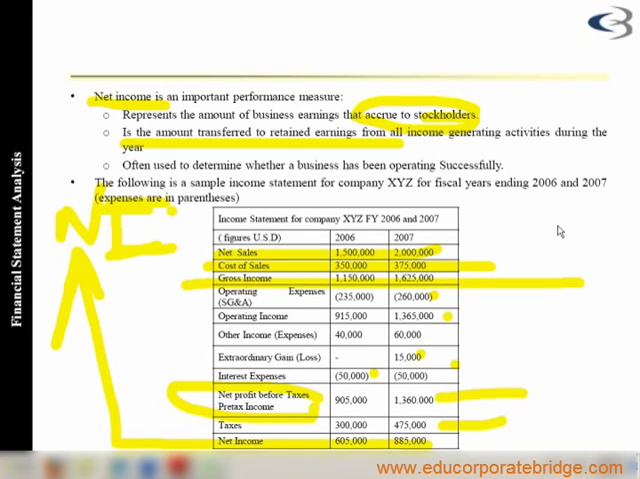Please have a look at the net income table. Please have a look at it. I'll just wait for a minute.